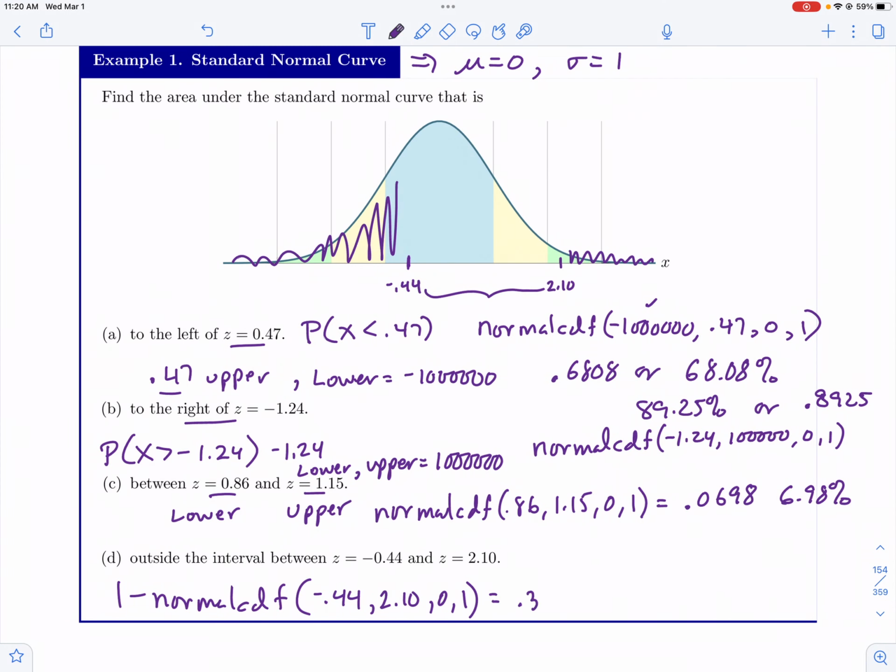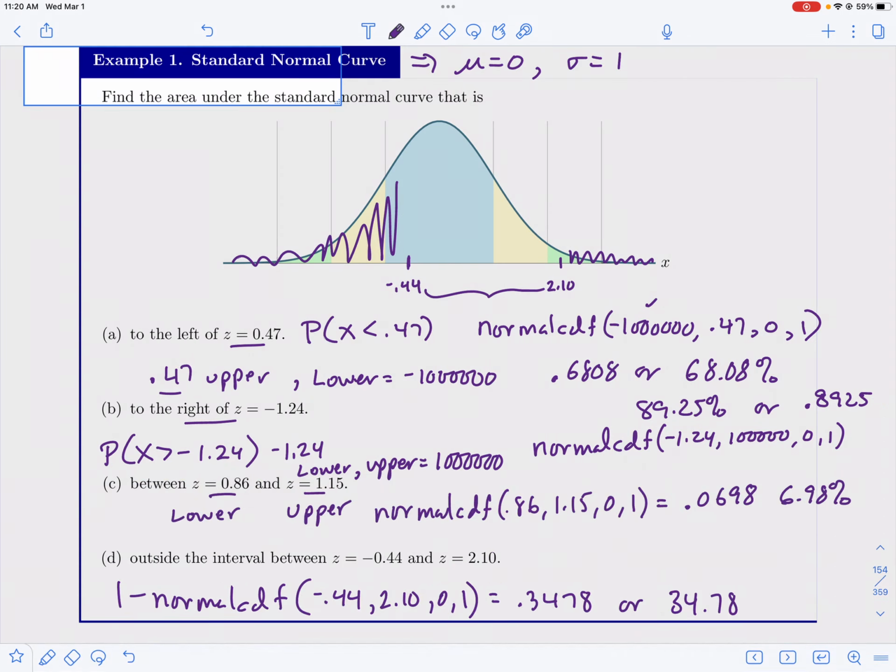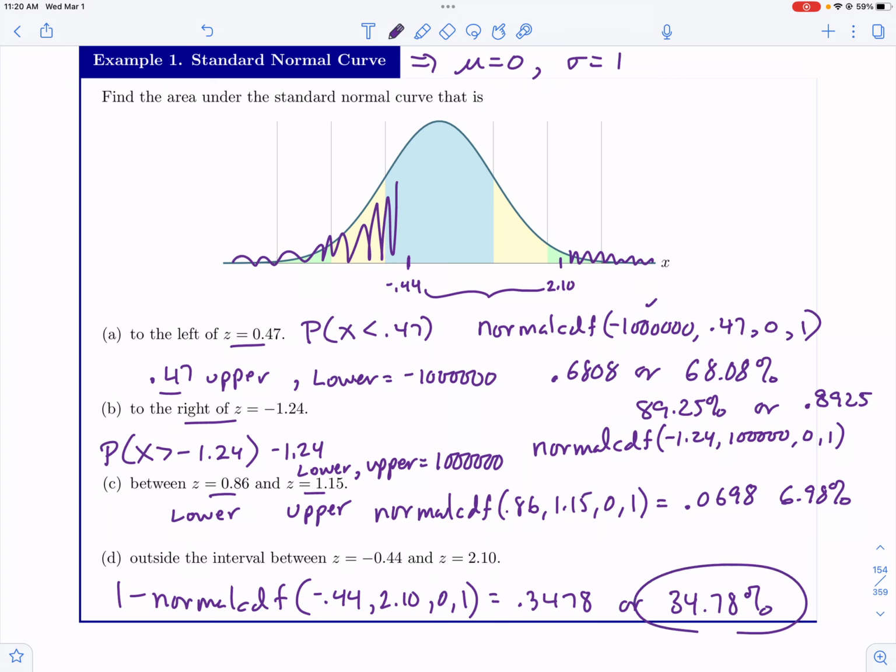We've got 0.3478, or 34.78%. Oops. All right, so again, a little bit simpler than our binomcdf because we don't necessarily have to think, except for that last one, we had to think a little bit about that one. But again, we could have done this as two separate normalcdfs and just added our answer together as well.